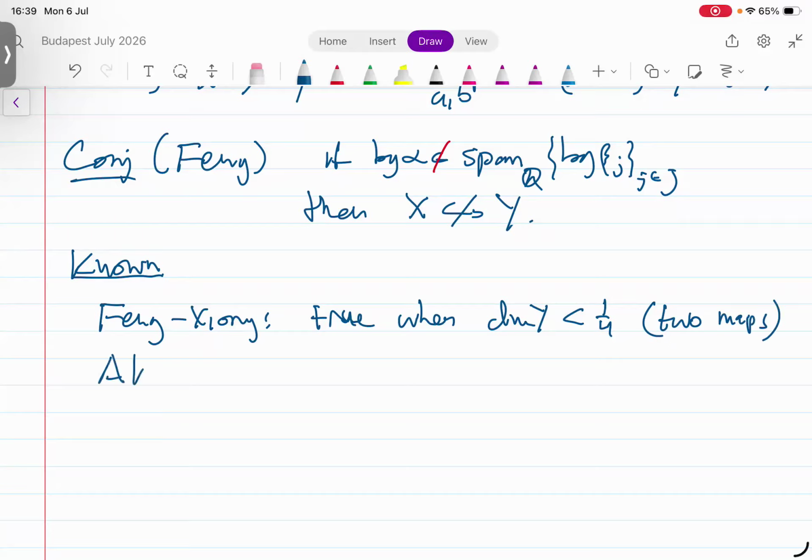And Amir Algom proved that it's true when the dimension of y is close enough to the dimension of x, or vice versa. So if you fix the dimension of y and you assume that the dimension of x is close enough to y, then you cannot embed x into y under the assumptions in the conjecture.